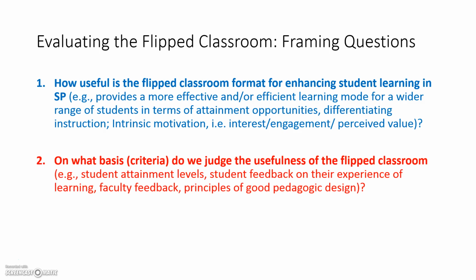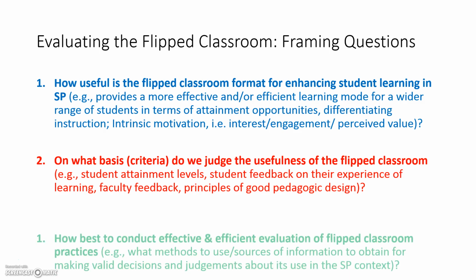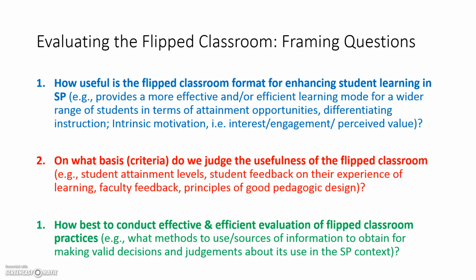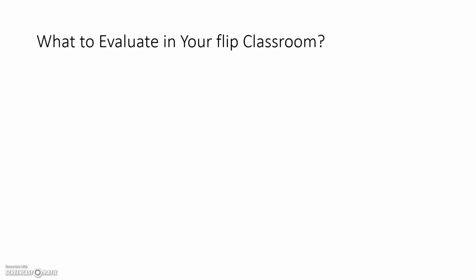Then we're going to say, well, remember in evaluation that we want to judge the flipped classroom. What's the criteria? What are we going to look at? Is it that the students are actually attaining better results, that they like it more, that we think the design's better? And how do we actually conduct it? What methods are we going to use? What information sources are we going to access? So we can make the best decisions about its use in SB. So let's move on then.